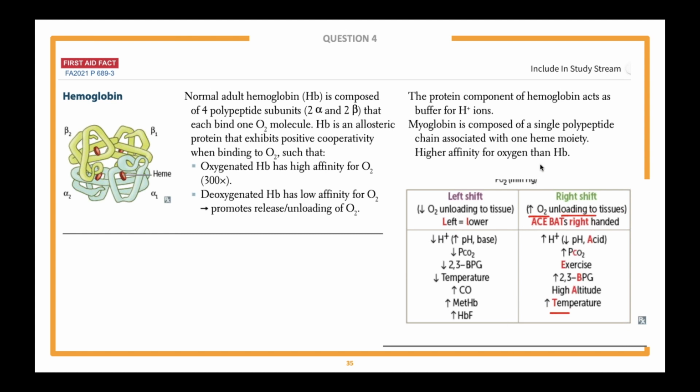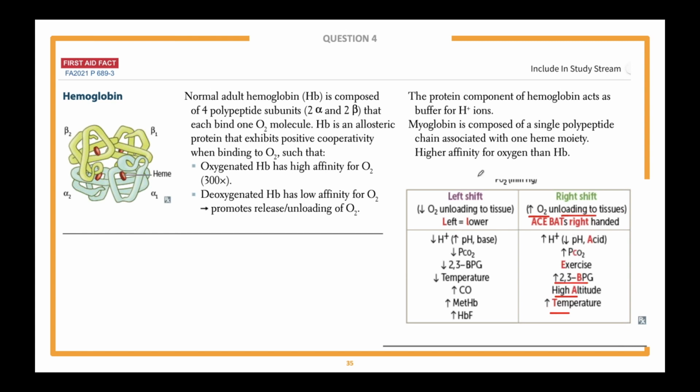Answer choice C, increased oxyhemoglobin. That's the same thing as relaxed hemoglobin, also incorrect. And then lastly, answer choice A, decreased 2,3-bisphosphoglycerate. As you can see in that table on the right, with time and at high altitude, you would have an increase in 2,3-BPG. So also incorrect in this question.